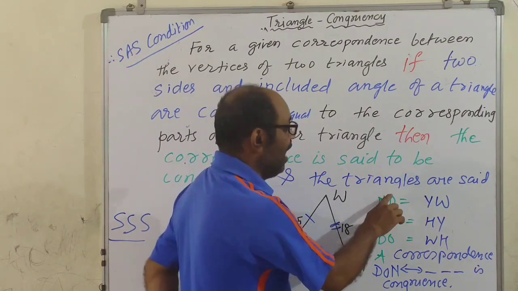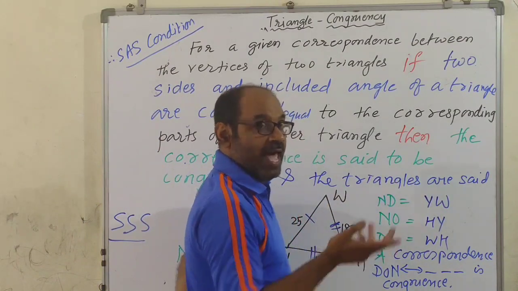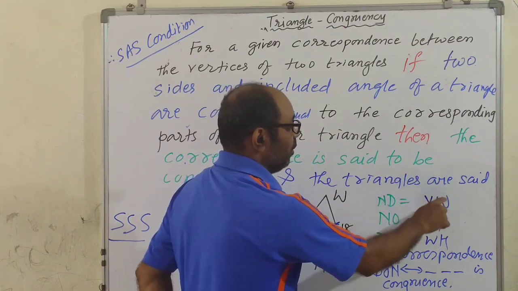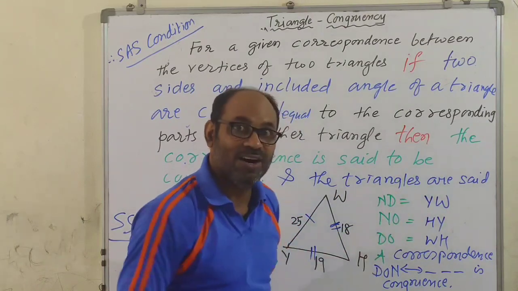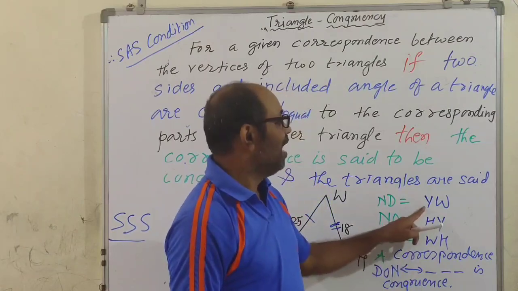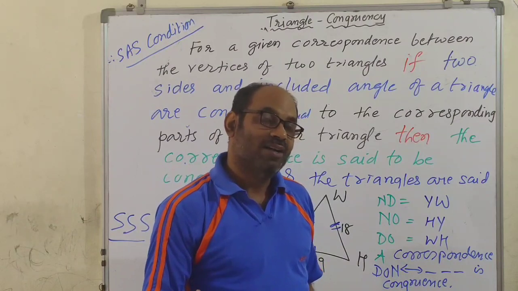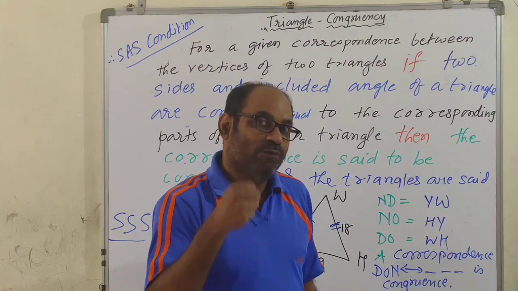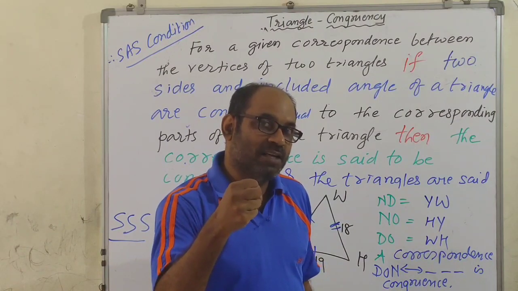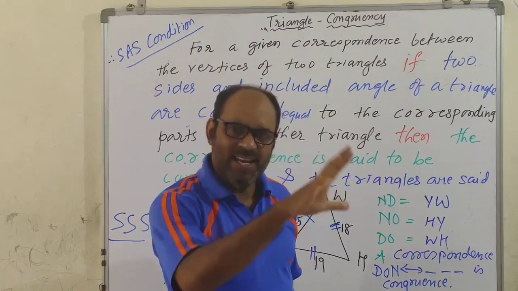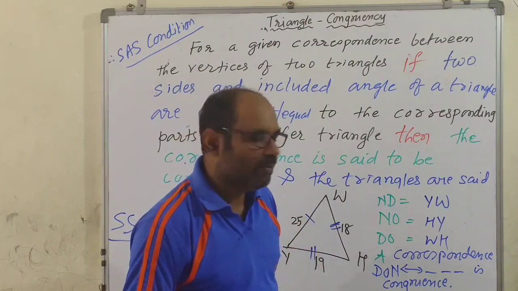N corresponds to Y, D corresponds to W. ऐसा भी हो सकता है N corresponds to W and D corresponds to Y. क्यों? मैंने लिखा YW, कोई लिख सकता है WY, तो correspondence बदल गया. तो फिर जो रियल correspondence है उसको कैसे पकड़े? Very easy. Though the angles are not given.